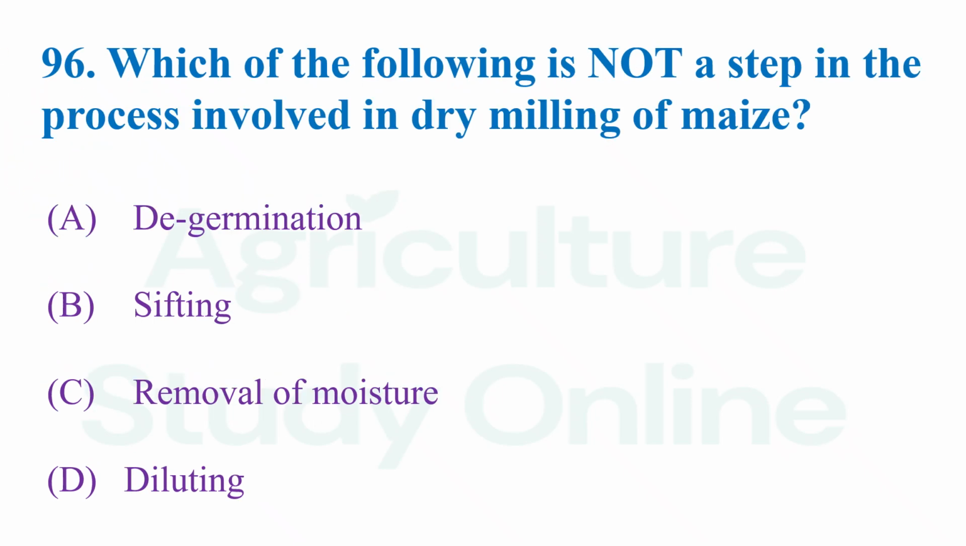Question number 96. Which of the following is not a step involved in dry milling of maize? So in dry milling of maize, the process includes first cleaning and drying, so it's for moisture control, then degermination, grinding and milling, and then sifting, meaning separating fractions like grits, flours, or bran. But dilution is not done. So diluting is not a step in dry milling, and it is not related to grain processing also. So no addition of liquids or dilution occurs in the dry milling process. So correct option is option number D.